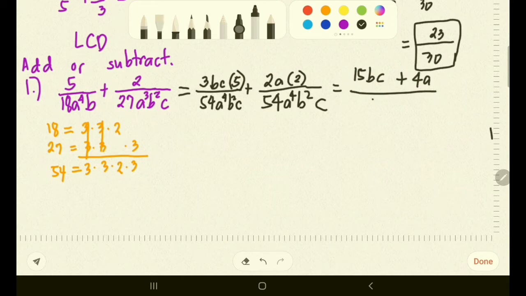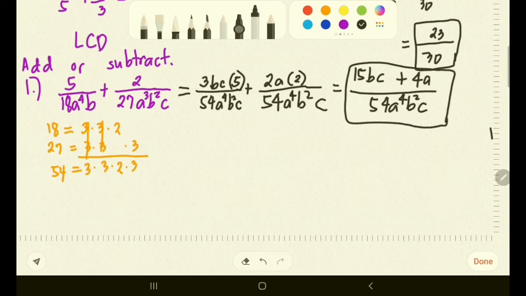All over 54a to the power of 4b squared c. So, class, at this point, when you look at the numerator, there is no GCF, and they are unlike terms, so you cannot add them. That would be the final answer: 15bc plus 4a all over 54a to the power of 4b squared c. Now, let's have another example.